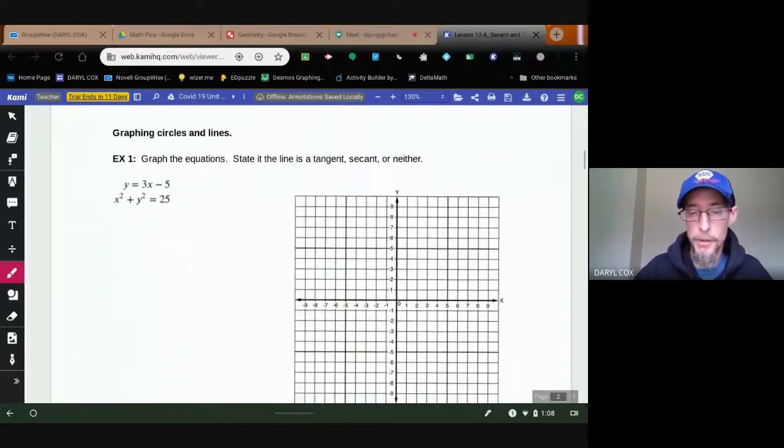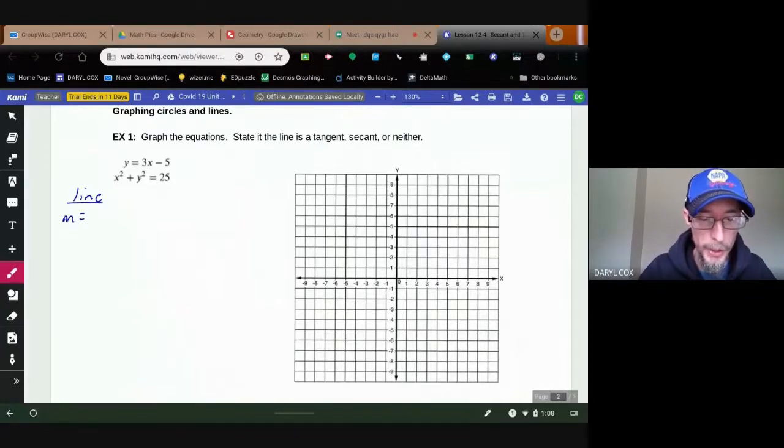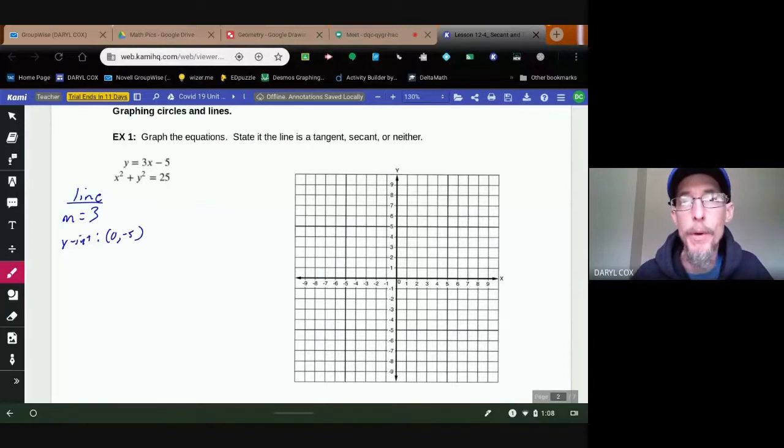So let's graph a system of equations. Now, if you've got this on paper, you can graph this. Very simple thing. Remembering how to graph lines. When I graph a line, I like to know my slope, which in this case is 3, and my y-intercept, which in this case is 0, -5. Always write your y-intercepts as a point. Don't just tell me y equals -5, because remember, y equals -5 is a horizontal line. So to graph that, it's really easy.